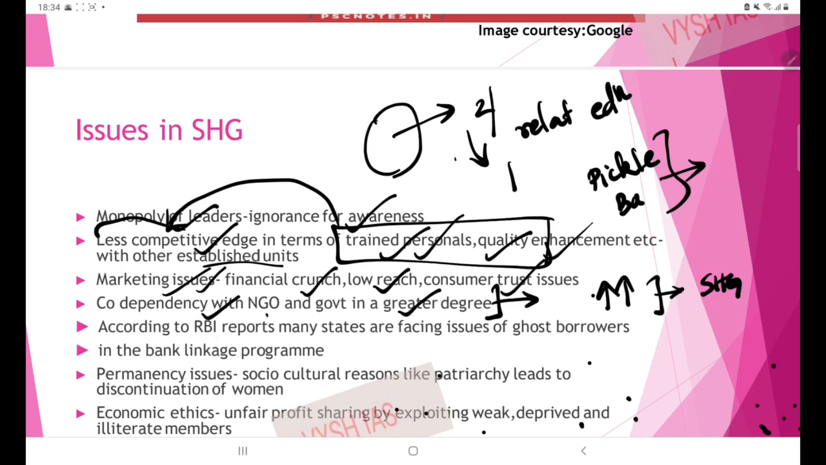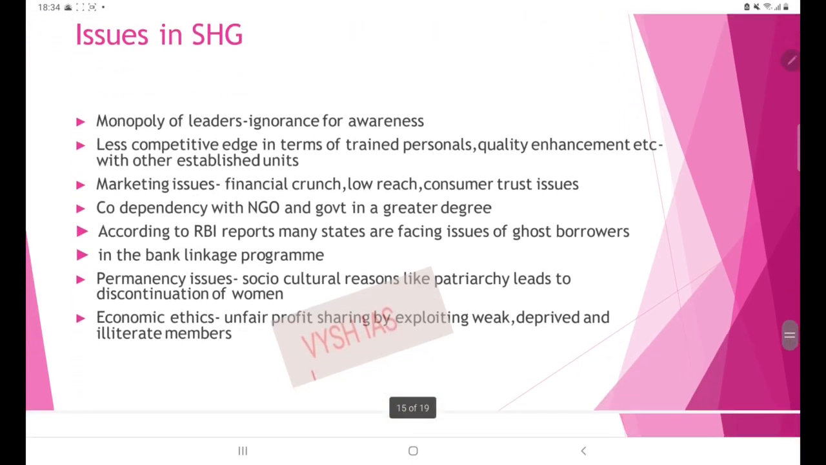Then there is an RBI report which states that many states are facing the issue of ghost borrowers, due to the bank linkage program which has been brought in. So this is also another issue. Then the next issue is the permanency issue. Socio-cultural reasons like patriarchy lead to the discontinuation of women. So this is one important issue.